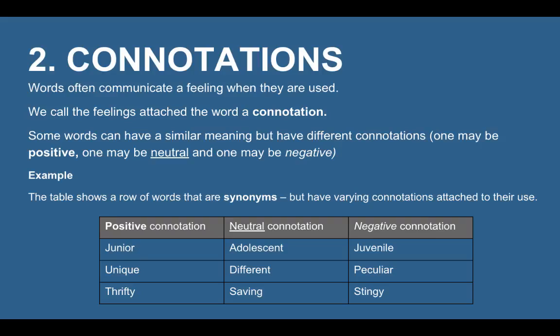So if you think about teenagers as an example, the word adolescent is a more neutral word in the feelings that are attached to it, whereas junior has more of a homely kind of feel, a more family kind of vibe. It suggests that the adolescent is young but not immature, whereas the word juvenile definitely has a negative connotation attached to it, even though the main focus of the word is talking about the age and maturity of the individual.